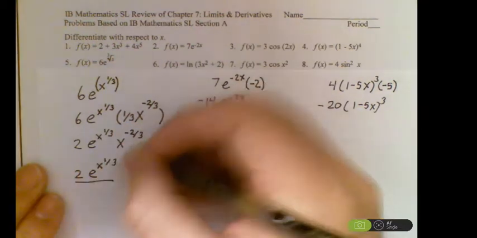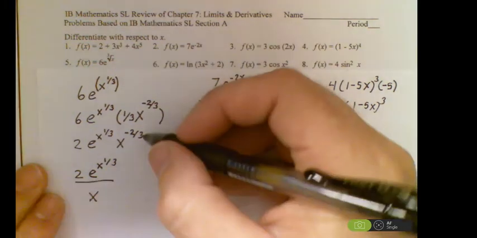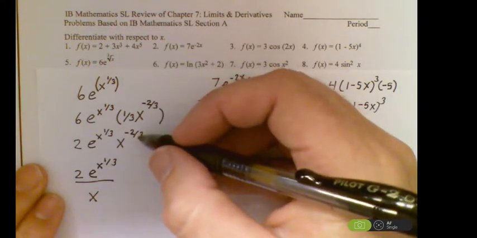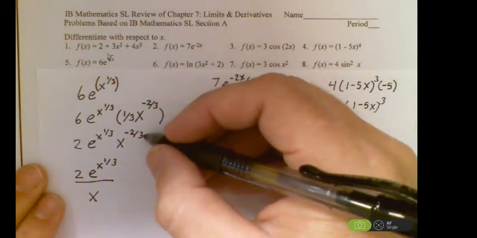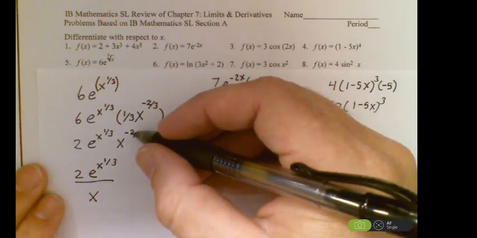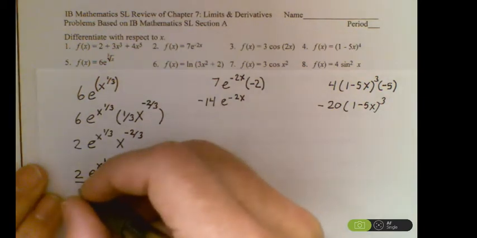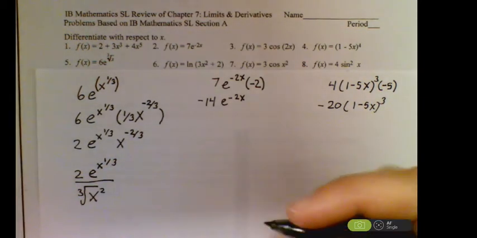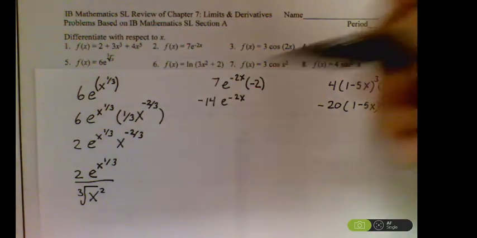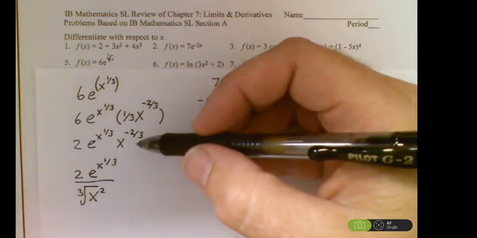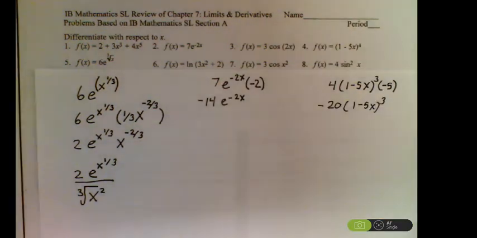So I could move my x to the bottom. I could also even put it back into radical form. So I can see there's a cube root. I can see there's a second power on that. And so if you wanted to take it all the way down to here, you can. Again, it's just a matter of following directions. If the directions don't say otherwise, then that would have been an acceptable answer right there.